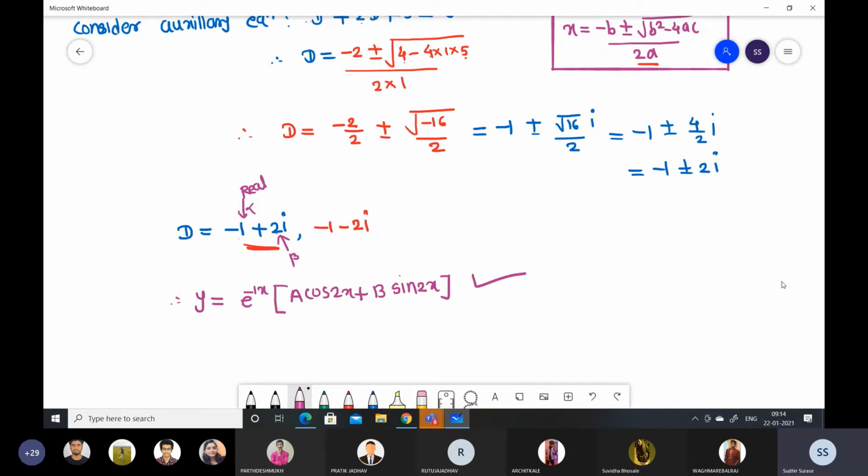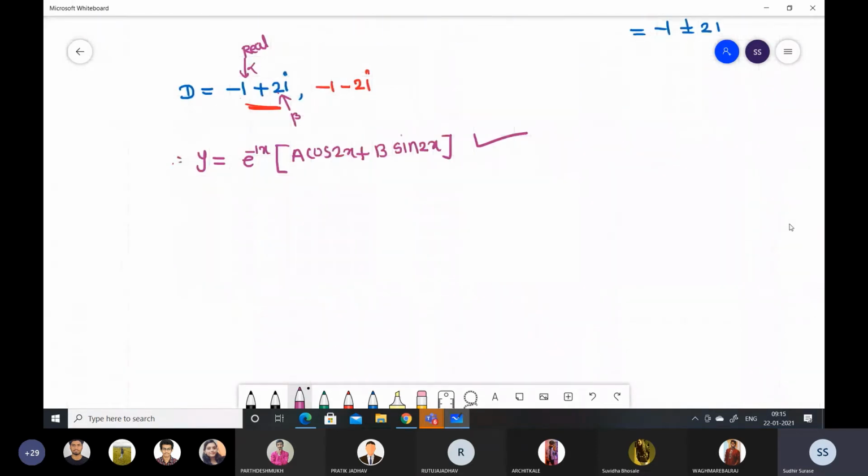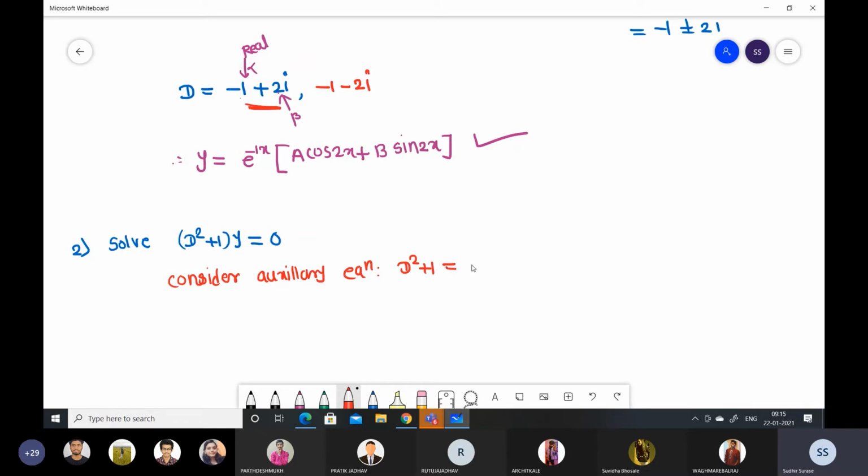Okay, now let me give you another example, and I want to ask you the solution of this differential equation. Second, solve (D square plus 1) times y is equal to 0. Now you tell me what is the auxiliary equation here? It is D square plus 1, right? D square plus 1 is equal to 0. Now, what are the roots of this equation?